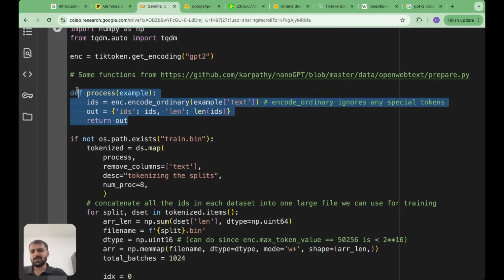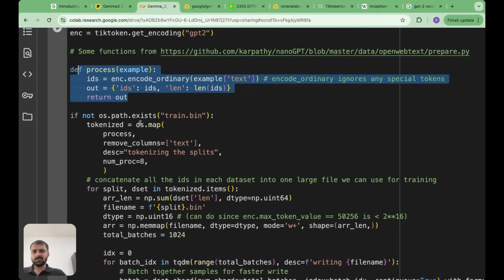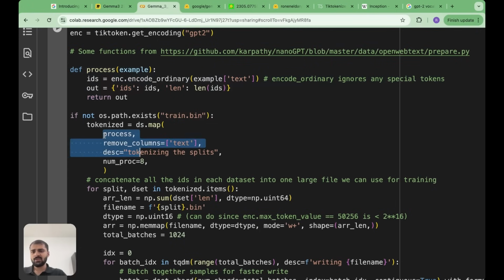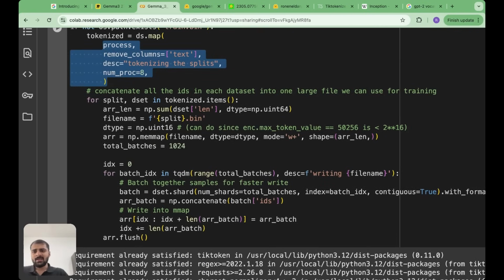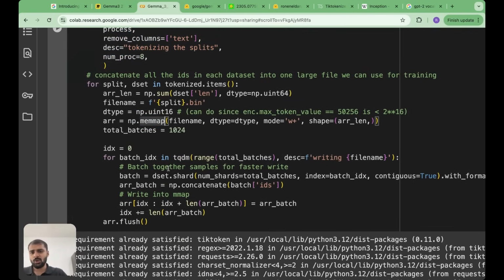That's what this process function actually does. So what we do is first we call this process function and every story is mapped to the token IDs and the length, or the number of token IDs. And here is where the np.memmap comes in. So we create a train.bin and a validation.bin.